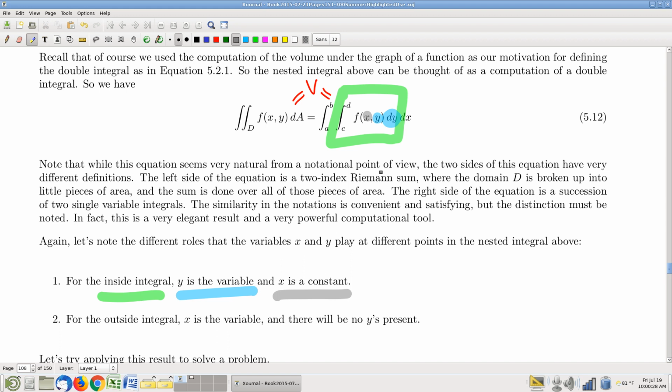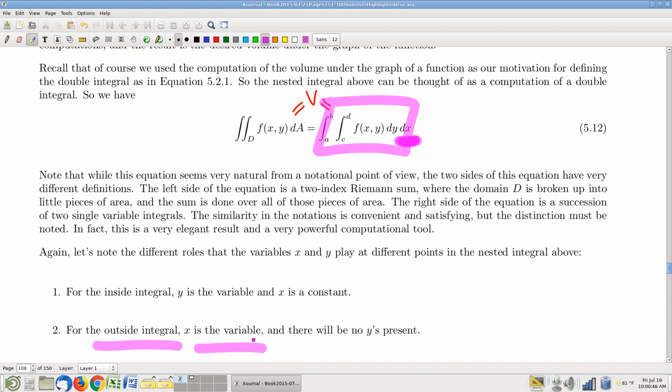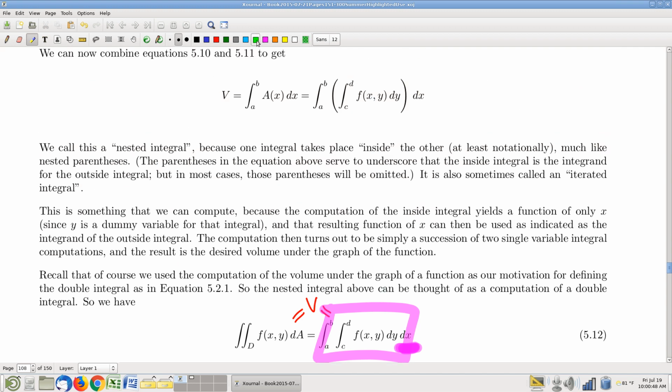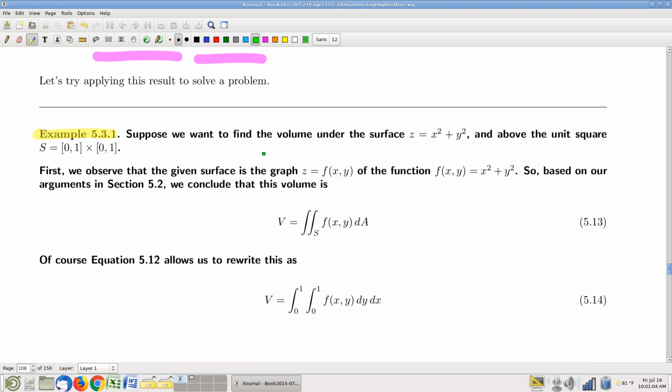Okay. Then, notice everything sort of changes when you're looking at the outside integral. For the purpose of that outside integral, notice x is the variable. And what about the y's? Well, you would have already integrated out your y's. I mean, keep in mind, the whole purpose of this inside integral is that it gives you area as a function of x, just x. Y was a dummy variable for the purposes of computing A as a function of x. Okay. All right, so let's get our hands dirty.